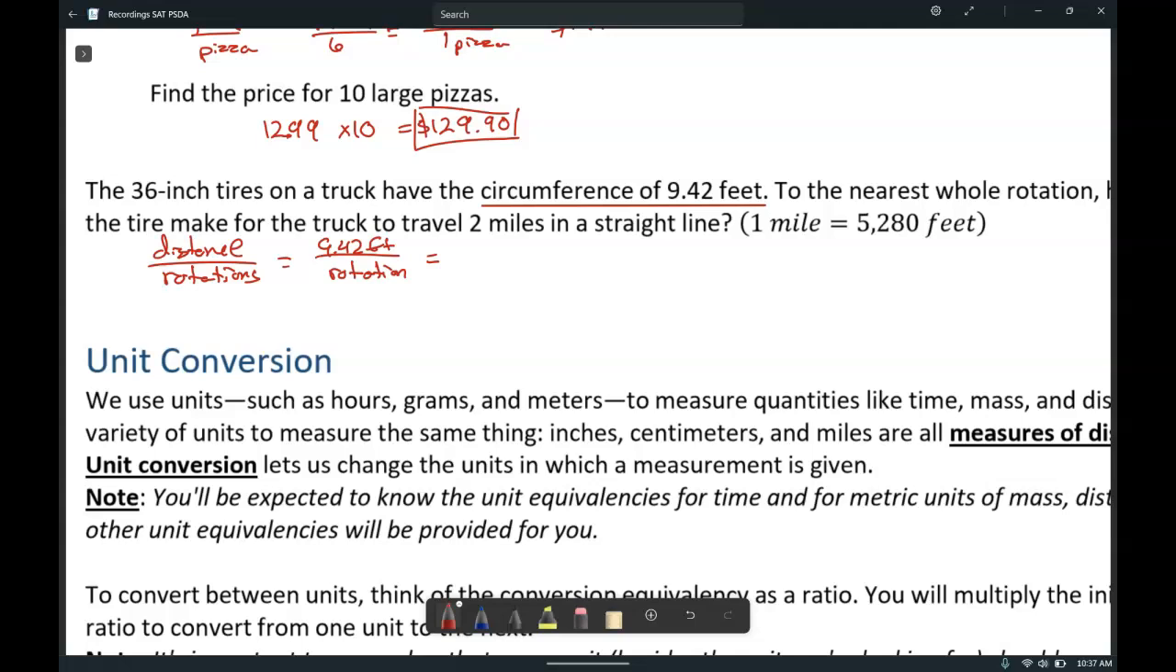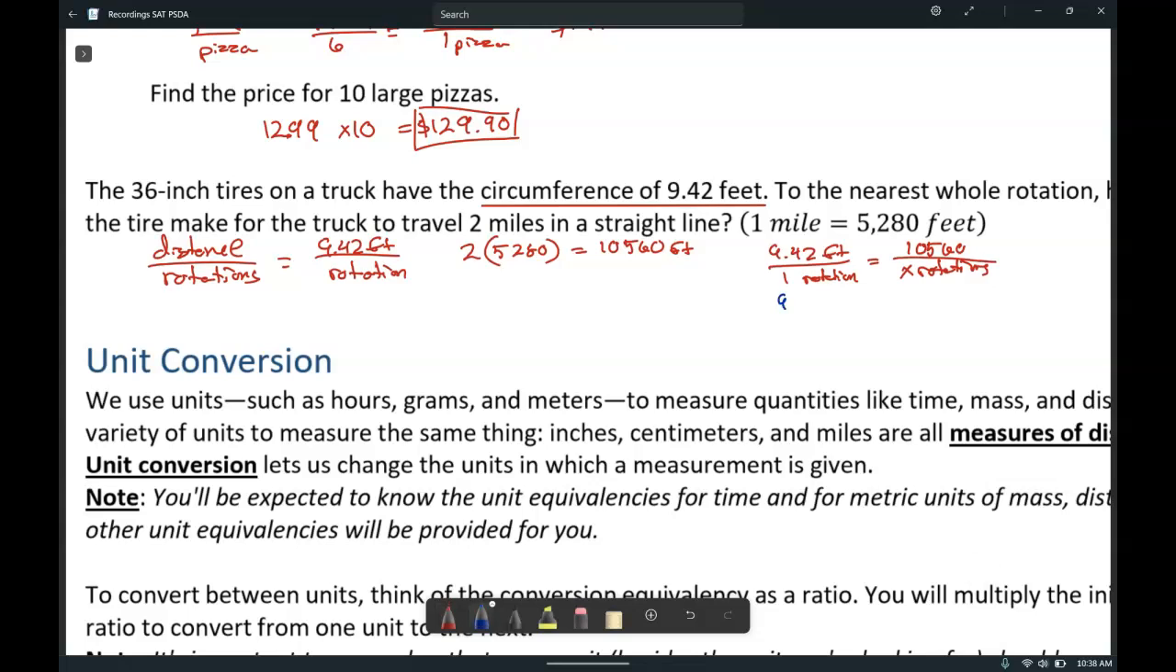All right, so now we need to figure out, if I want to travel 2 miles, well, 2 miles is 2 times 5,280 feet, because 1 mile is 5,280 feet. So we do that multiplication, and we get 10,560 feet. So now we have our proportion. We've got 9.42 feet for one rotation, and we want to figure out how many rotations we get for 10,560 feet. So we just do some cross multiplication for solving.